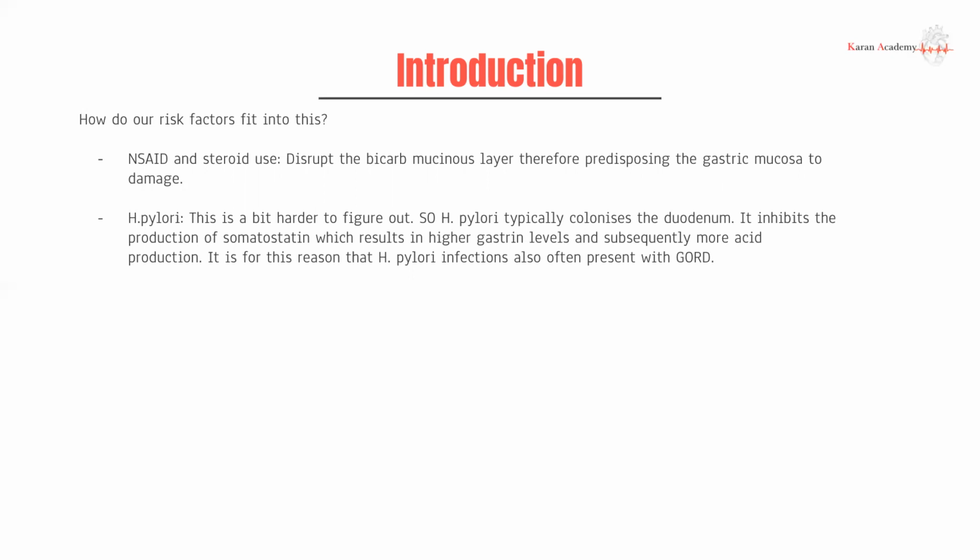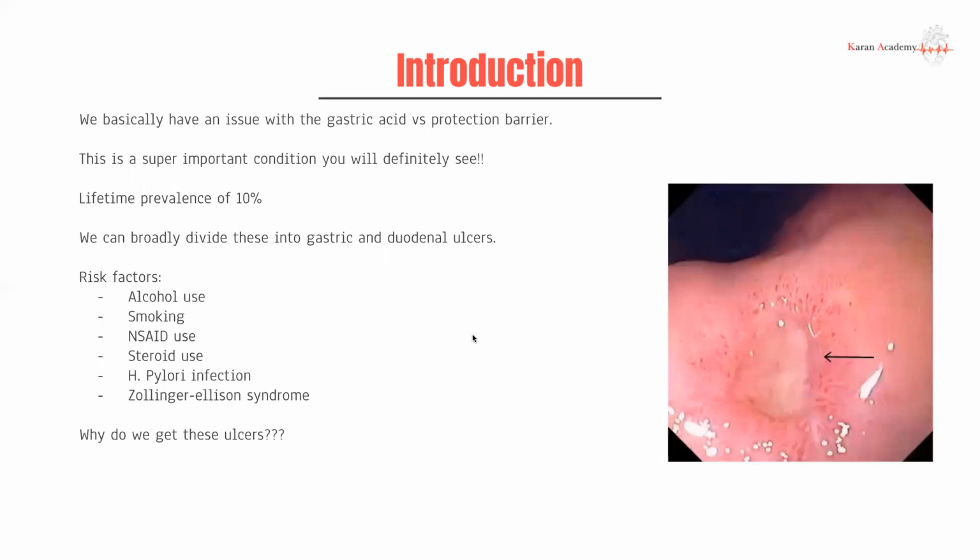It is also for this reason that H. pylori infections can typically present with GORD. Now let's go back a few slides and talk about these other ones. Alcohol use. Well, alcohol is a natural irritant and can lead to both peptic ulcers as well as chronic gastritis. Smoking, because smoking is a risk factor for everything. We've already talked about this too, talked about H. pylori. Now, what is Zollinger-Ellison syndrome?